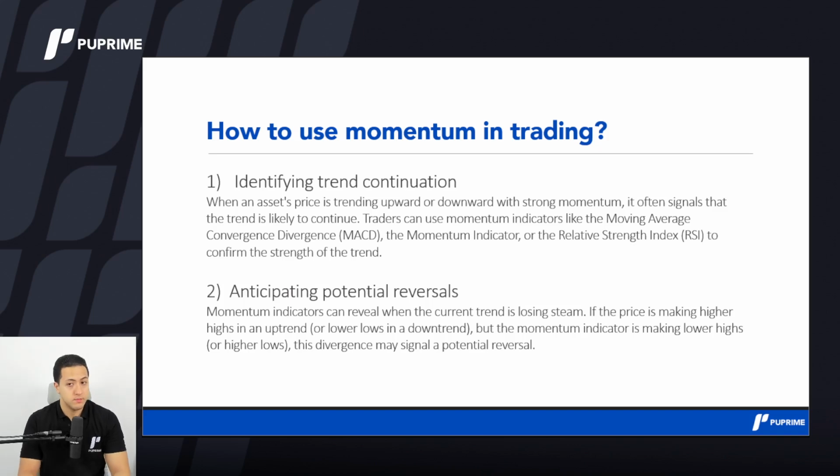How to use momentum in trading? Number one, as we said, it's to identify trend continuation. When an asset's price is trending upward or downward with strong momentum, it often signals that the trend is likely to continue because we are moving higher, momentum is great, more people are buying, more money is coming into this market on the buying side, so more bullish traders, whatever you want to call it, but there is momentum there. So the trend is likely to continue if the trend is higher.